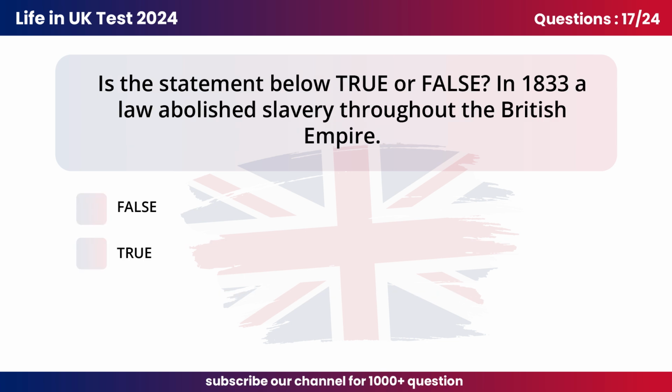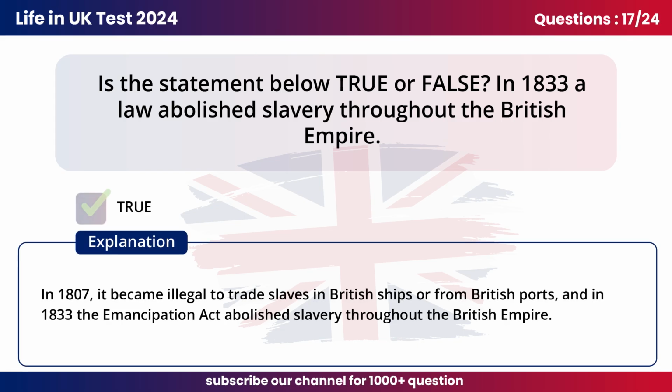Question 17. Is the statement below true or false? In 1833, a law abolished slavery throughout the British Empire. True. In 1807, it became illegal to trade slaves in British ships or from British ports, and in 1833 the Emancipation Act abolished slavery throughout the British Empire.